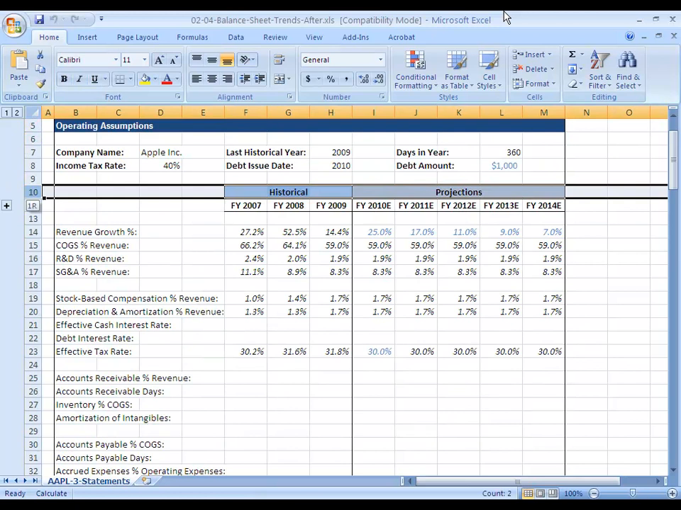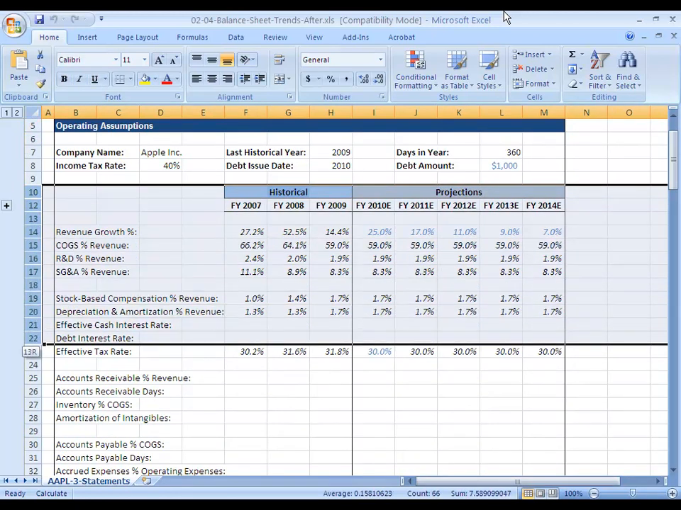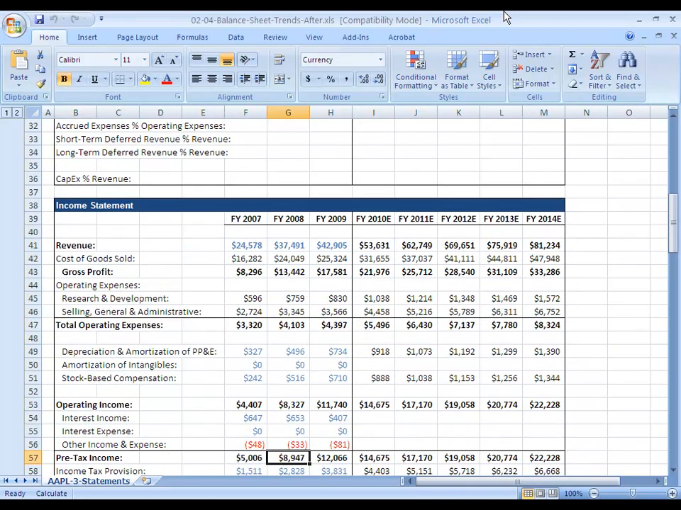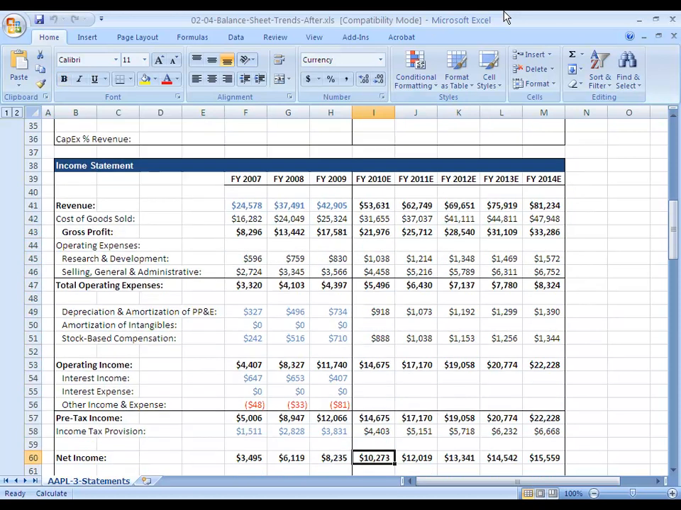Now, recall last time that what we did in our previous lessons was we looked at the historical numbers on the income statement, and then we used those to create a projection for the income statement. In the case here, we just did very simple percentage assumptions. So we assumed a growth rate for revenue, and then we assumed that the expenses on the income statement each represented a certain percentage of Apple's revenue over these 5 years.